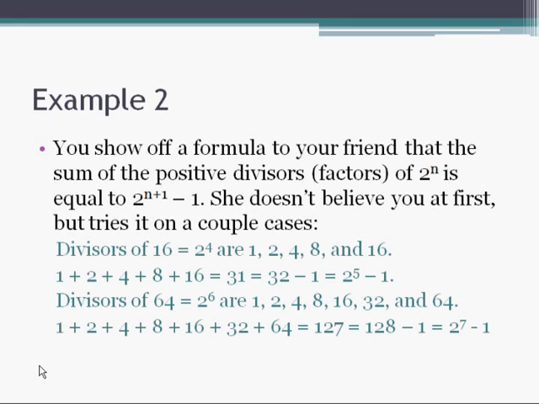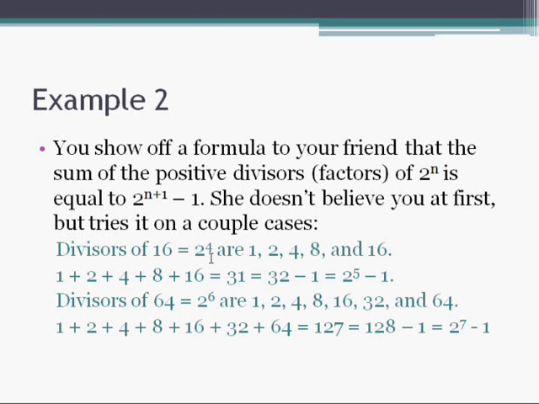You show off a formula that the sum of the positive divisors or factors of some power of 2, 2 to the n, you say that if you add up all of the factors, then that is 2 to the n plus 1 power, and then just subtract 1. So that seems a little convoluted, and she doesn't believe you, but you try it out in a couple of cases. So let's look at a particular one here where we have 2 to the 4th being 16. So in this case, n is equal to 4.